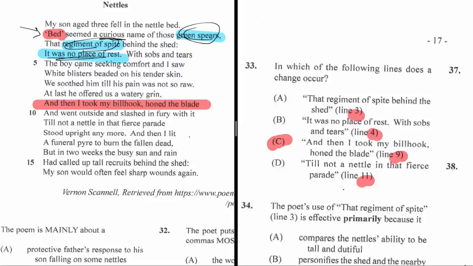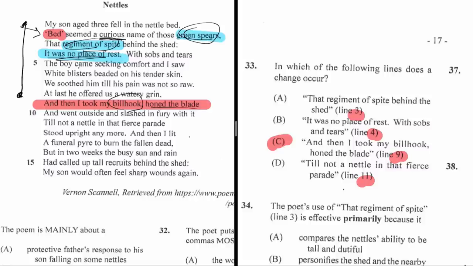"And then I took my billhook, honed the blade." The change is in lines 1 through 8, the speaker is talking about the son's experience with the nettles. He's talking about the pain the son would have felt. The change is, now the speaker is about to take action. The speaker is about to do something about the nettles. We see that he takes a weapon in hand. He honed the blade, which means he's about to fight.